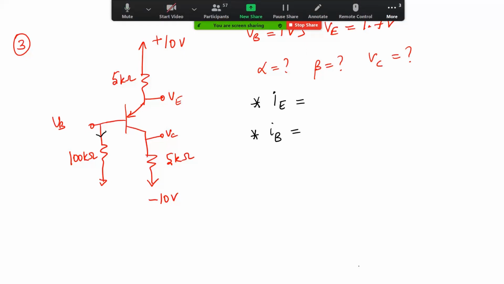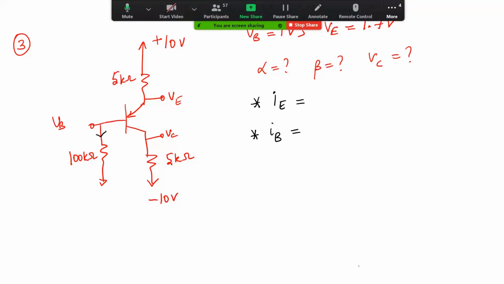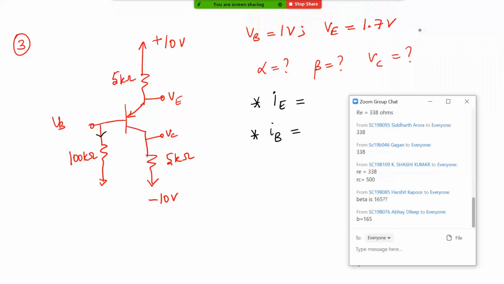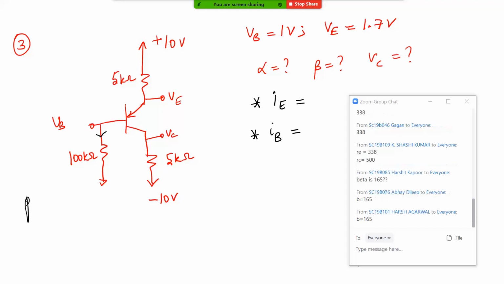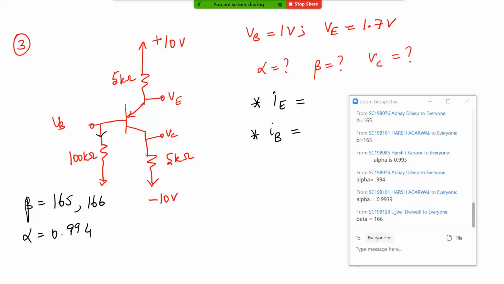Is beta equal to 66? No. Here VB is 1 volt, which means 1 volt across 100K. Yeah, beta is 165. That is right. Let me maybe write the answers here. 165 or 166, somewhere in this vicinity is fine. And it automatically follows that alpha is 0.9943. It's okay.